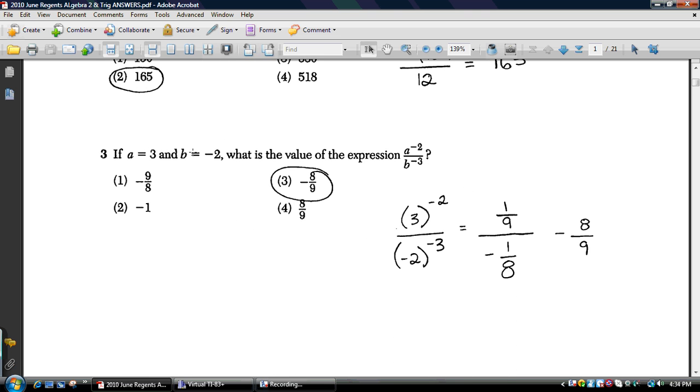A is 3, B is -2. What's the value? You sub those in, use your calculator. First I subbed it into the top. I found that this was a ninth. Then I subbed it into the bottom. I found this was an eighth. And then I entered this into my calculator, a ninth divided by -1/8. And so, you get -8/9.